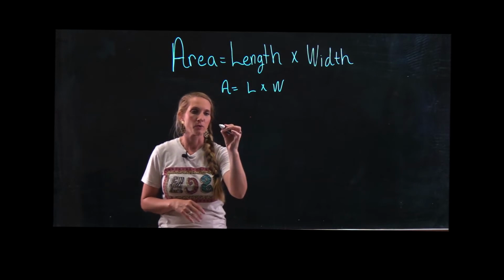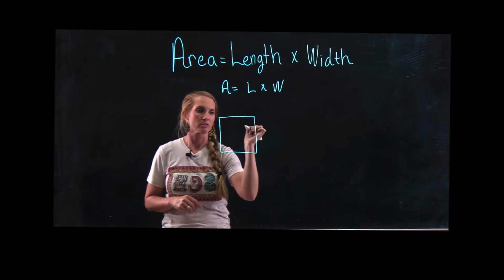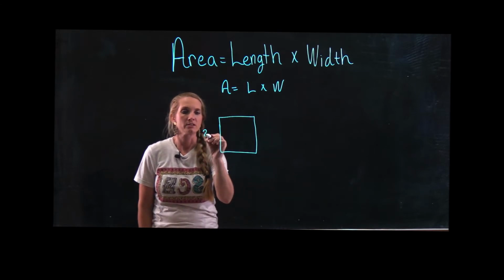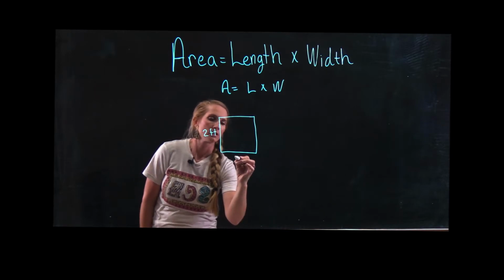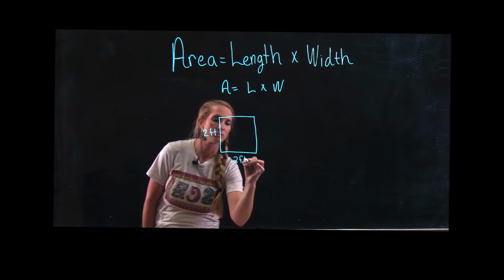So area of a square is pretty easy. Sorry if our square is not perfect. So if you know that this side is 2 foot, as in the width, the length is 2 foot.